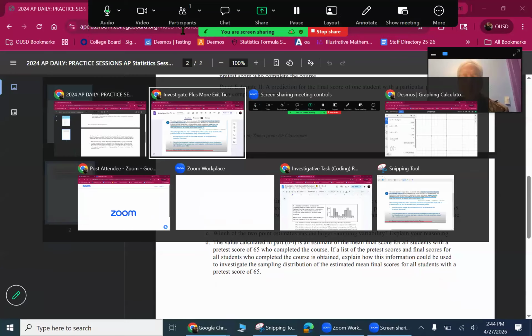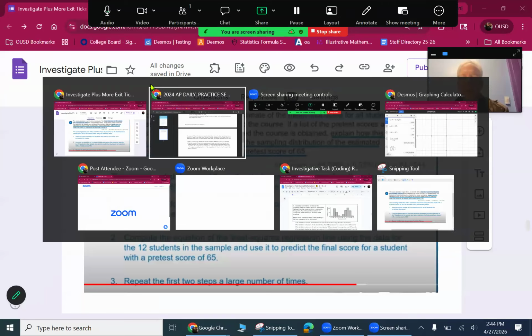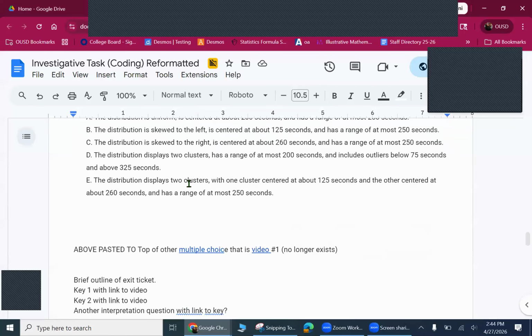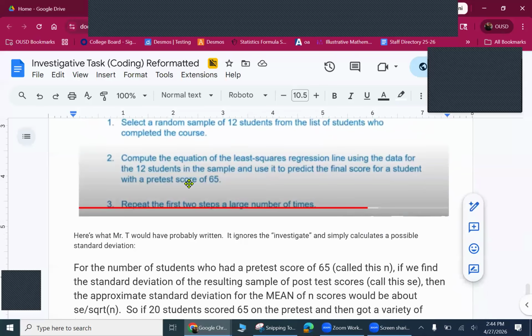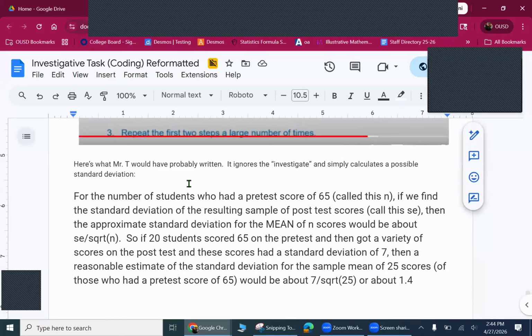So what I would have said, which I have typed out somewhere back here, I got to put it down here at the bottom. Okay, so they said this. I said, this is what I thought. I ignored the investigate. I'm like, they're asking me about the variability of those people who did 65.